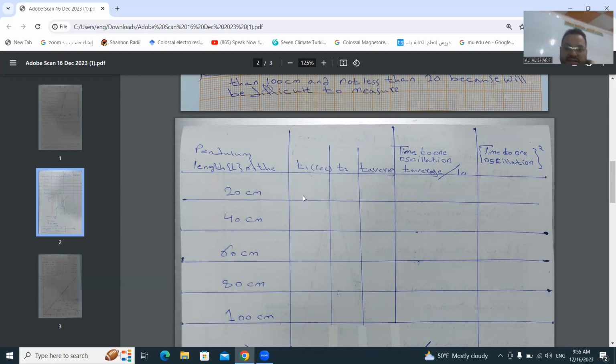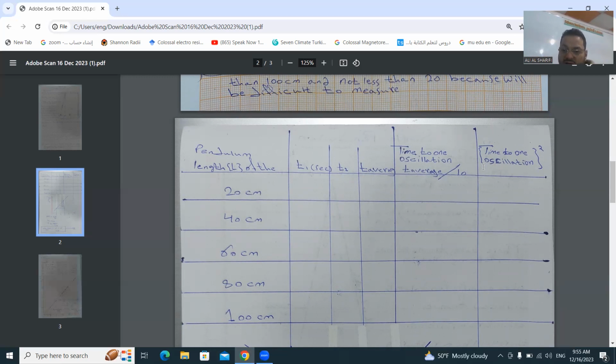After 10 oscillations, 1, 2, 3, like I said before, until 10, I will take my results. First, do this process again for these two columns. After that, T average will equal T1 plus T2 divided by 2. This will be for 10 oscillations. To take T for 1 oscillation, I will take T average divided by 10.